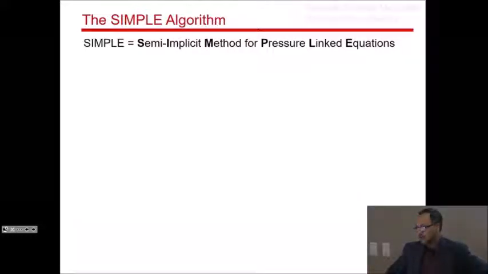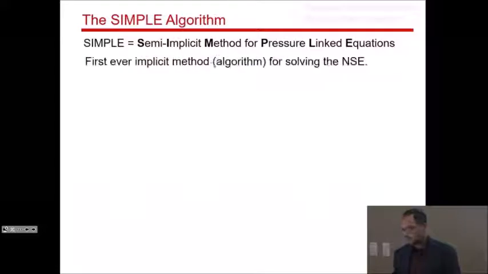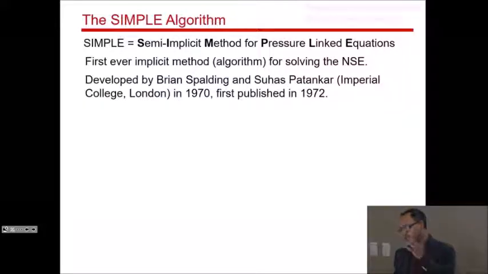A couple of key points to note here is that it is an implicit, or at least a semi-implicit method. It is not an explicit method like the one that Harlow used. It was the first ever implicit algorithm for solving the Navier-Stokes equation, developed by Brian Spalding and Suhas Patankar at Imperial College London in 1970. So this was basically Patankar's PhD dissertation.